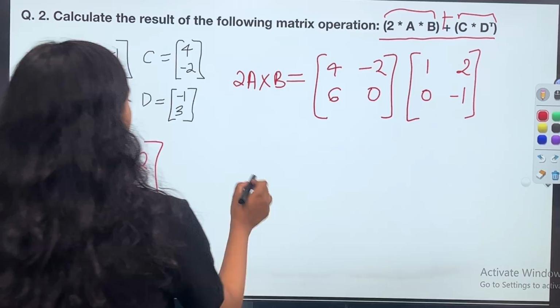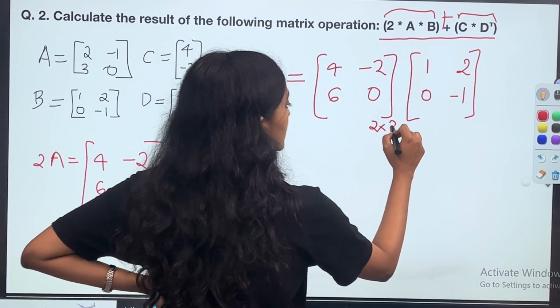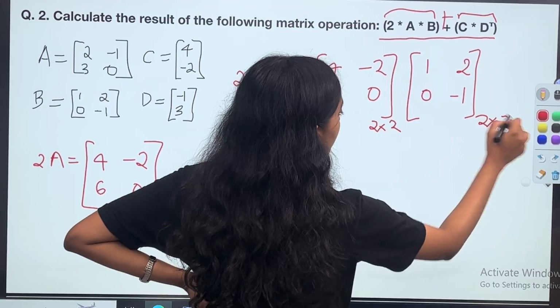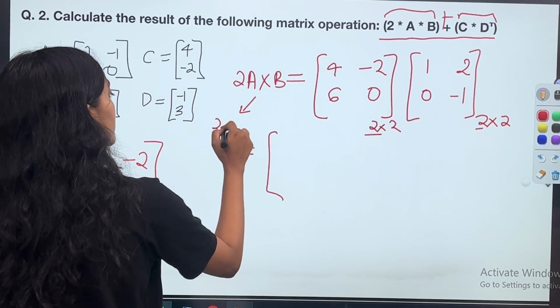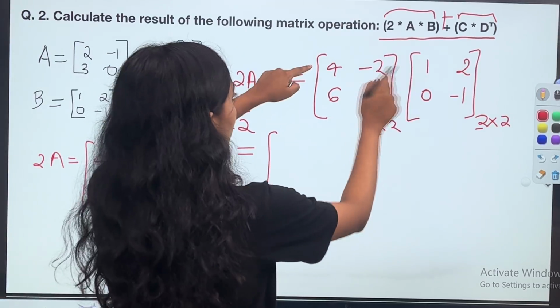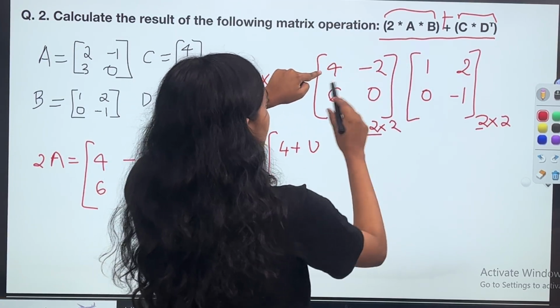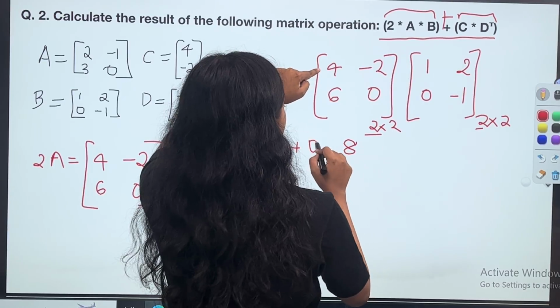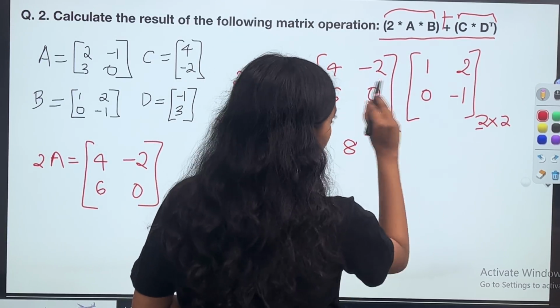Let us try to multiply them now. First, you know this is 2 into 2, this is 2 into 2. So finally you are also going to get again a 2 into 2 matrix. We know that already. This is going to be 2 into 2. Okay. 4 into 1, 4. Minus 2 into 0, 0. 4 into 2, 8. Minus 2 into minus 1, minus and minus becomes plus, 2 into 1 is 2.